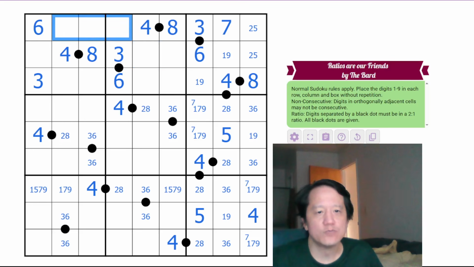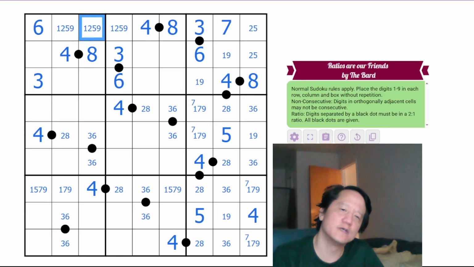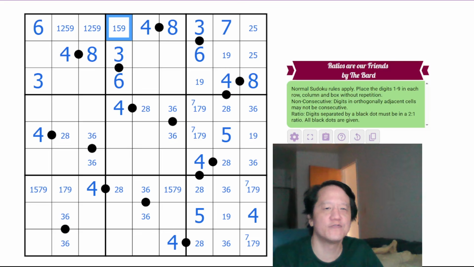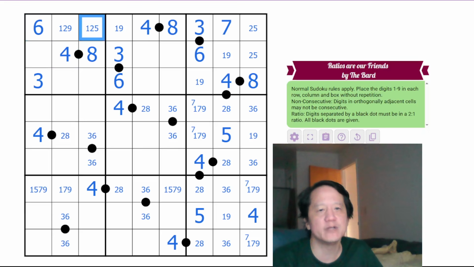Remaining digits in row 1: we have 1, 2, 5, and 9. And this can't be 2 or 5. 2 is consecutive with 3, 5 is consecutive with 4. This can't be 5 because it's consecutive with 4 and 6. Can't be 9, it's consecutive with 8.